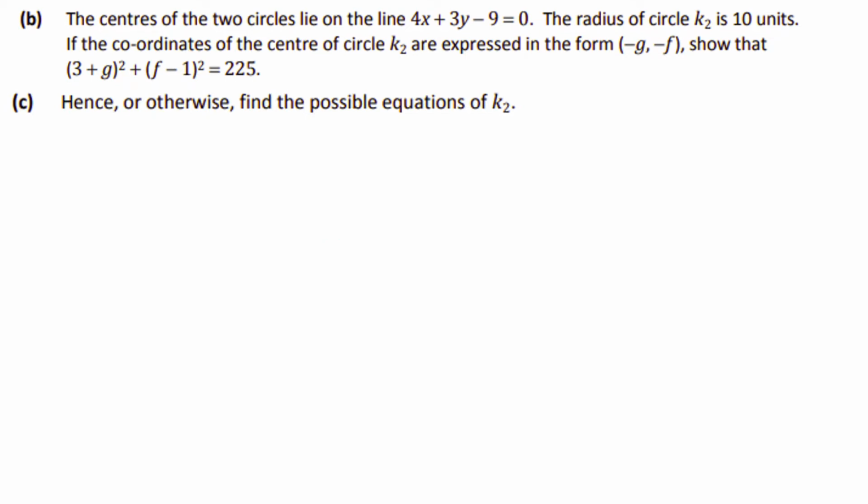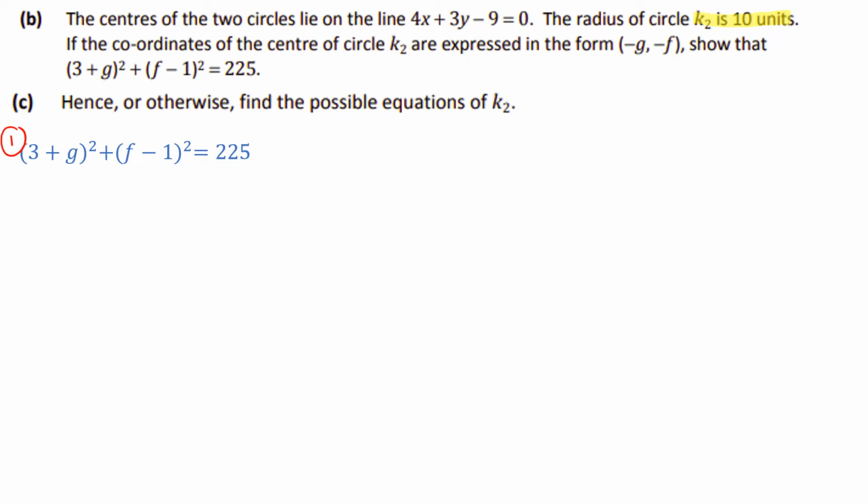Part C says hence or otherwise find the possible equations of K2. So I've left in here my part B, which we'll use to help. So hence meaning using the previous part, I'm going to take the equation that I was given there. In order to find two equations, I need to find the centre and the radius. I know the radius of K2 is 10, so let me highlight this here. So I know that radius. I'm just looking for the centre. The centre is made up of f and g, so here is the first equation that I have with f and g, and I need a second one.